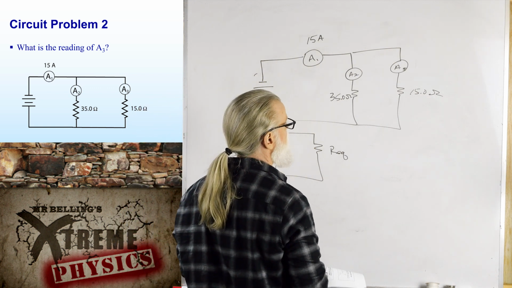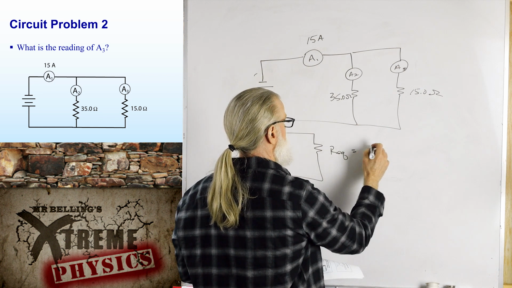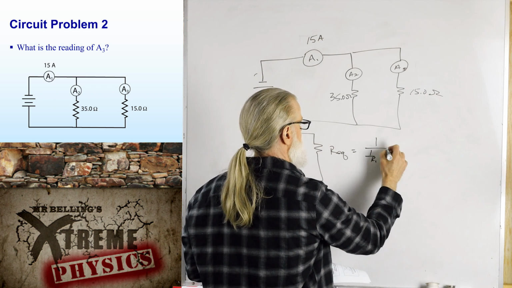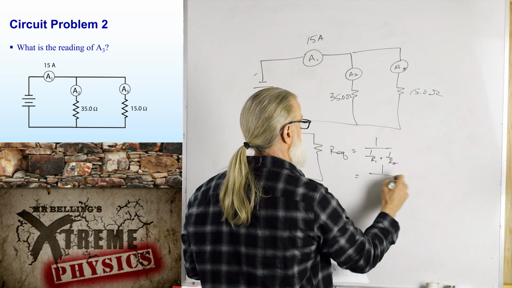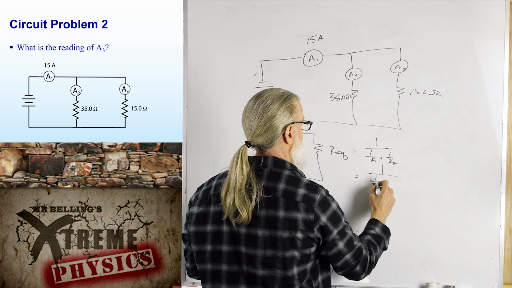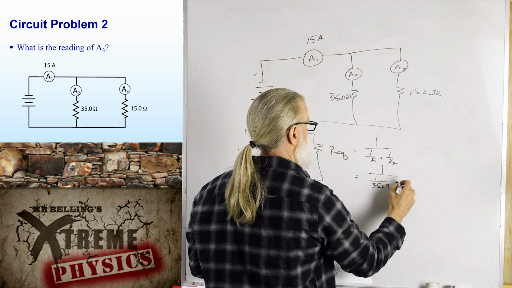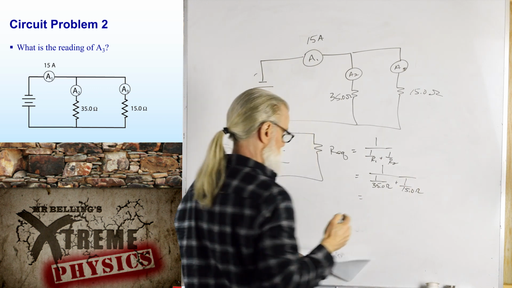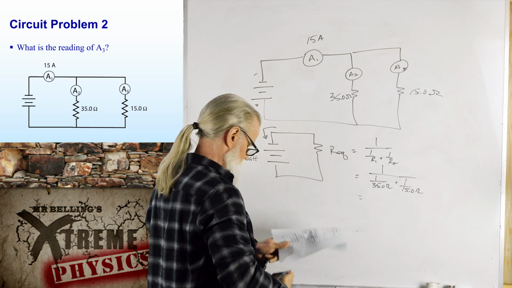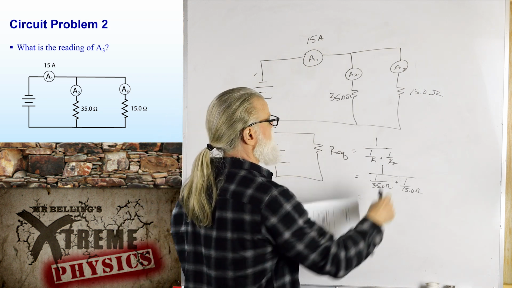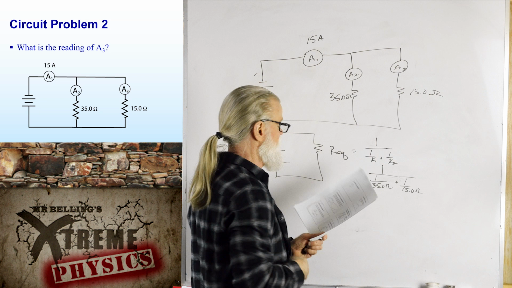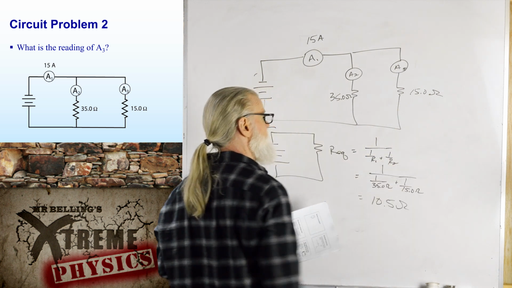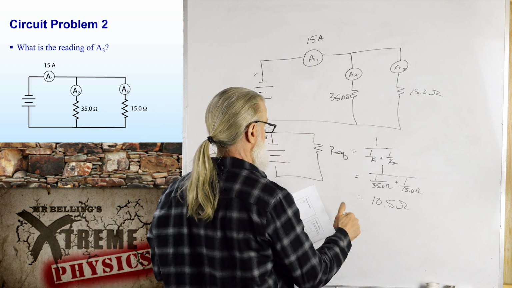All right. Well, our equivalent: 1 over R equivalent equals 1 over R1 plus 1 over R2 equals 1 over 35 ohms plus 1 over 15 ohms. That gives 10.5 ohms. All right, is that reasonable? Well, it's smaller than the smallest resistance in parallel, but not ridiculously small. I'll go with that. 10.5 ohms.